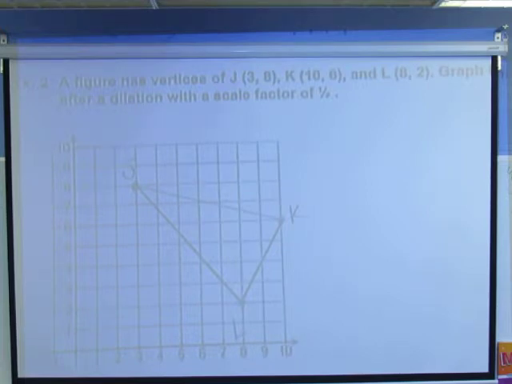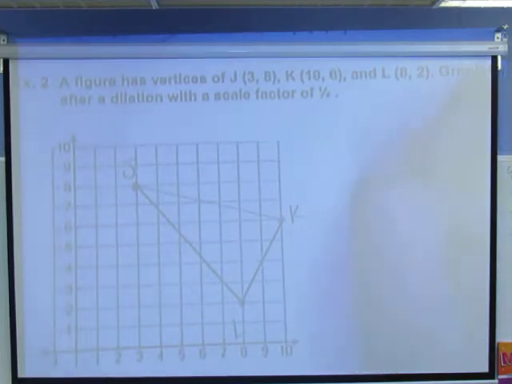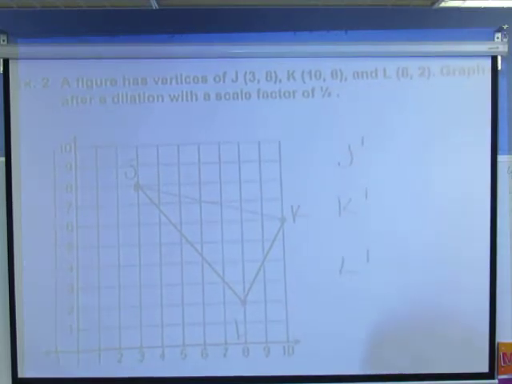We want to do this with a dilation of a scale factor of 1/2. If the scale factor is 1/2, is this going to be an enlargement or a reduction? A reduction. Reduction because it's between 0 and 1, right? So the new triangle is going to end up being smaller. So we're going to have J prime, K prime, and L prime.